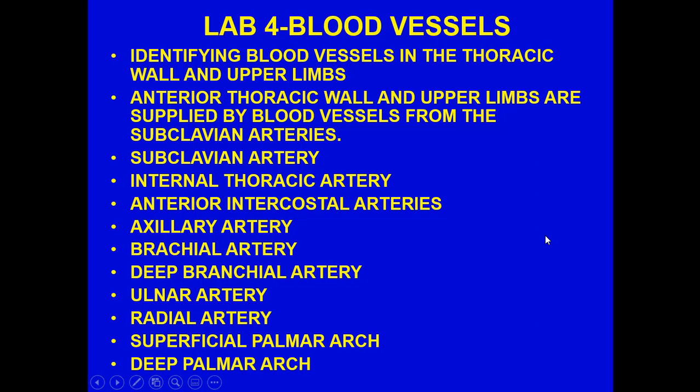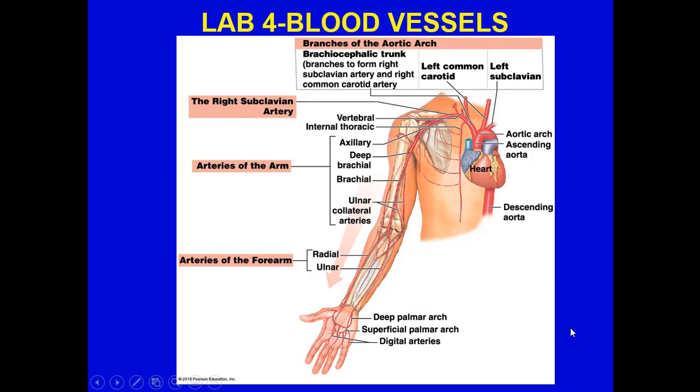Now, the anterior thoracic wall and upper limbs are supplied by blood vessels from the subclavian arteries. So you have the subclavian artery, internal thoracic artery, anterior intercostal arteries, axillary artery, brachial artery, deep brachial artery, ulnar and radial artery, as well as the superficial palmar artery and deep palmar artery. Now, here's the point. As you notice, you move from this branch from the brachiocephalic, and you eventually move to the right subclavian. You're going to start going into this branching out that's going to occur.